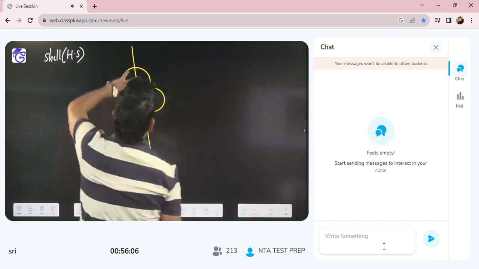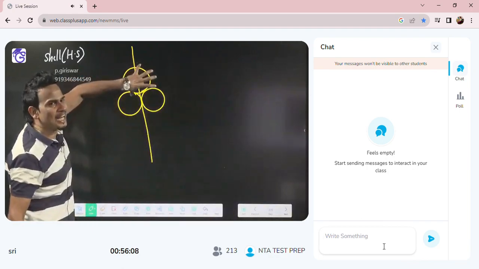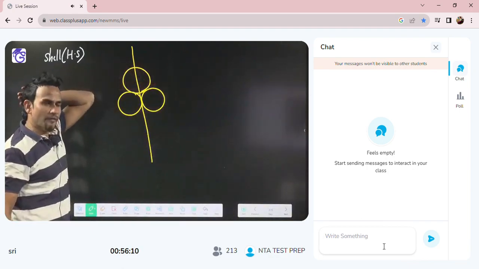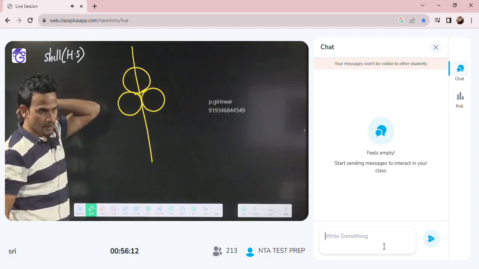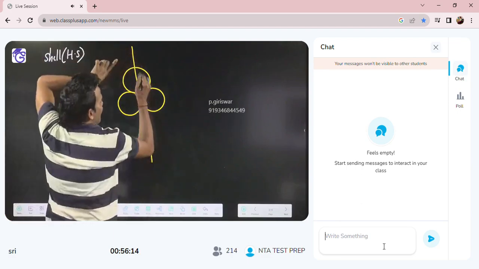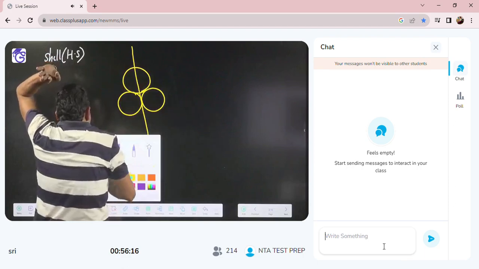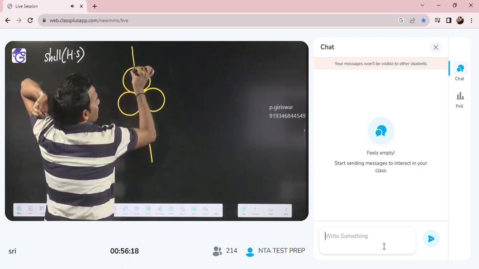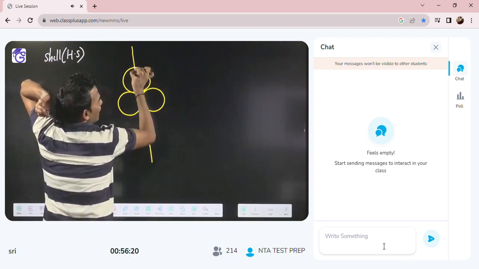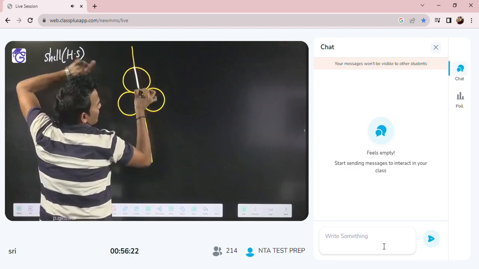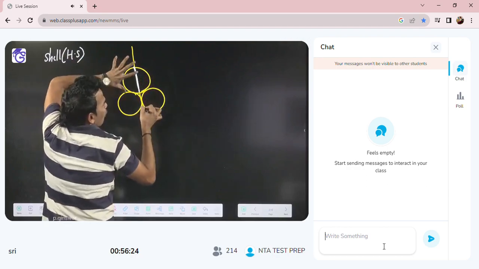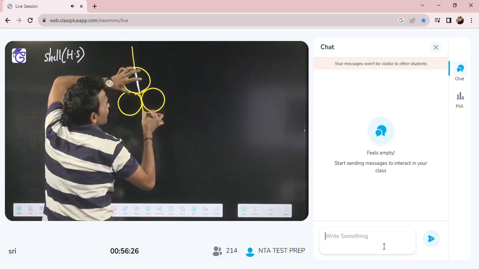You have to check for the first spherical shell. Shell means hollow sphere. For the first spherical shell, if you see, the axis is through the center. Spherical shell means hollow sphere. So for the first hollow sphere, the axis is the center.